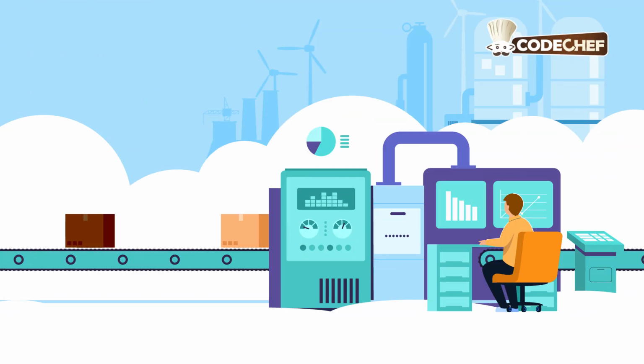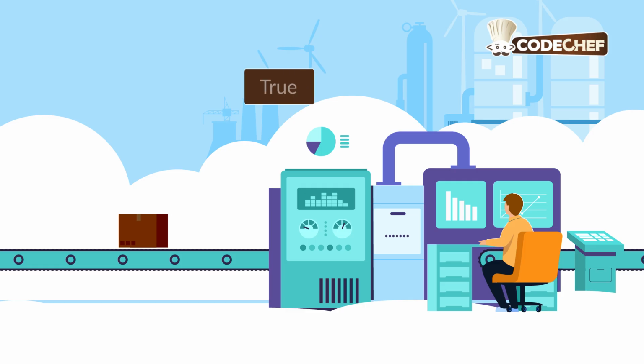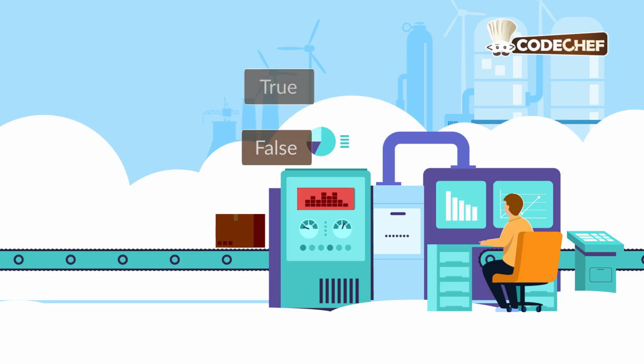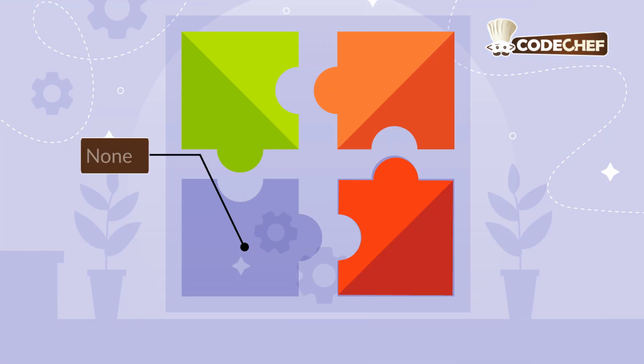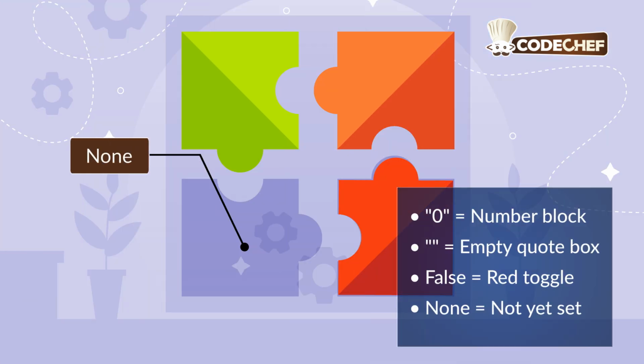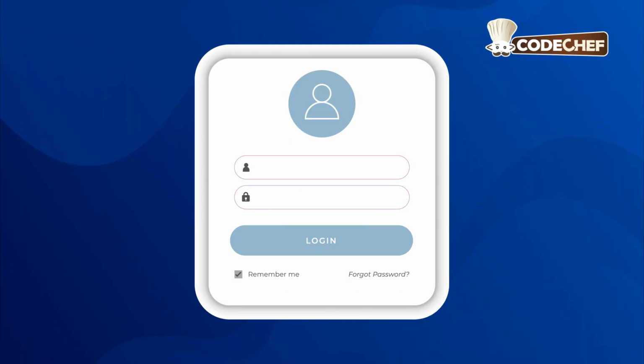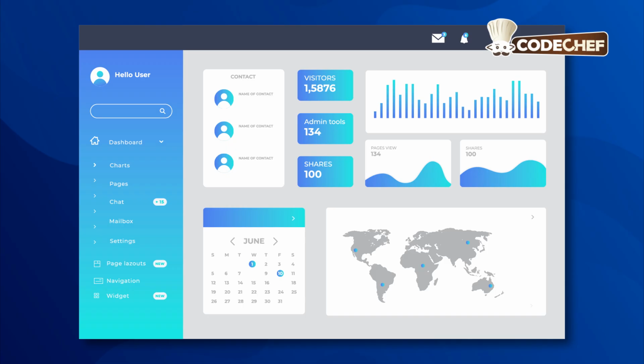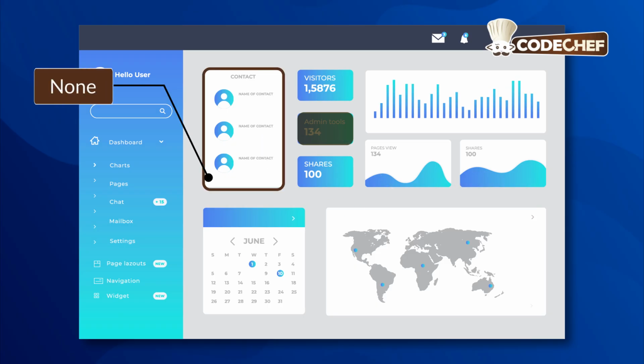In Python, Booleans are simple. They answer questions with just two choices, true or false. They help your code make decisions, like whether to run a block or skip it. And then there's None. It's not zero, not empty, just a blank spot waiting to be filled. Booleans power login checks. If logged in is true, show dashboard. If admin mode is false, hide admin tools. None helps apps handle missing data, like an empty phone field in a form.